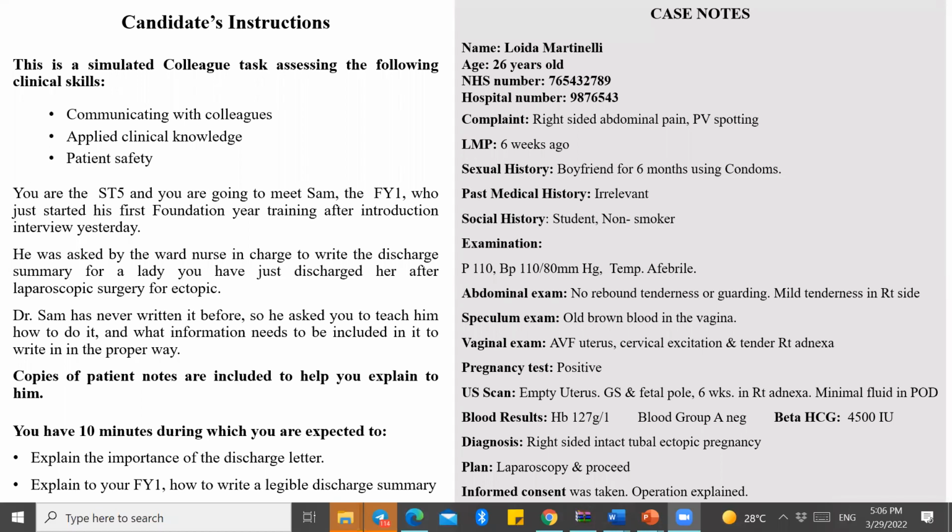Actually, I joined only yesterday. I have my introduction interview, but really I'm interested in Obs and Gyne. So I'm trying my best, and today the midwife asked me to write the discharge letter for this lady. So I wrote it, but now she's calling me to talk to you. Is there anything wrong I did?